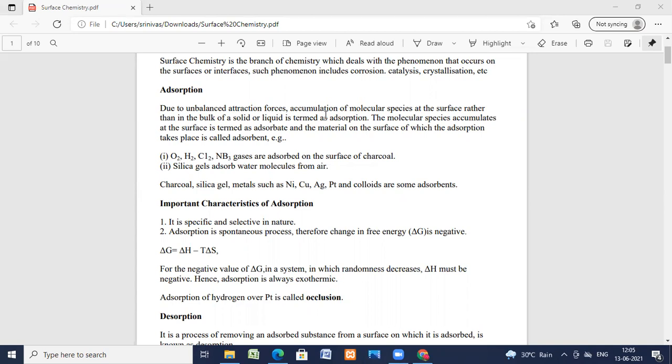Similar inward forces of attraction exist on the surface of the solid. So this unbalanced inward force of attraction exists on the molecules at the surface of a liquid and a solid, and this causes them to attract and retain the molecules of gas or dissolved substances coming in contact with their surface. So the phenomenon of attracting and retaining the molecules of a substance on the surface of a liquid or solid is called adsorption.